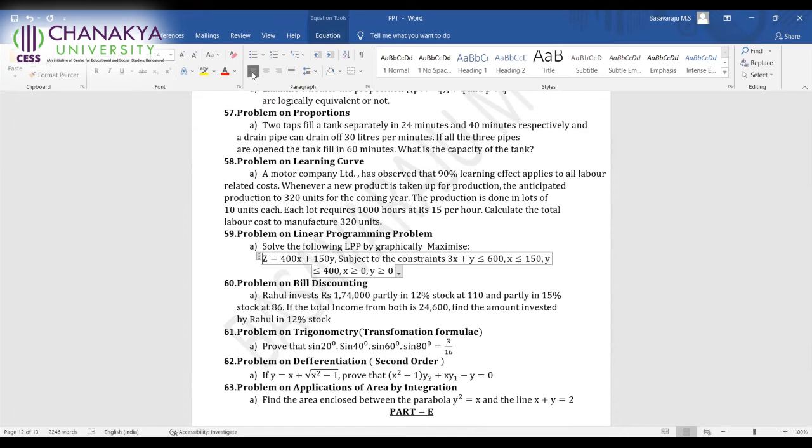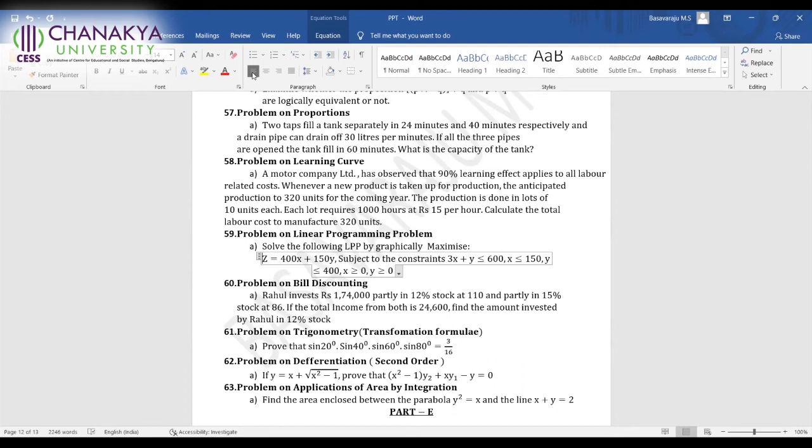And then the next one is from bill discounting, then from transformation formulas, and the 62nd one is from successive differentiation only. In the differentiation chapter, we'll have a variety of problems: chain rule, product rule, quotient rule, implicit, explicit, logarithmic, infinite series, second order derivatives, and parametric form.